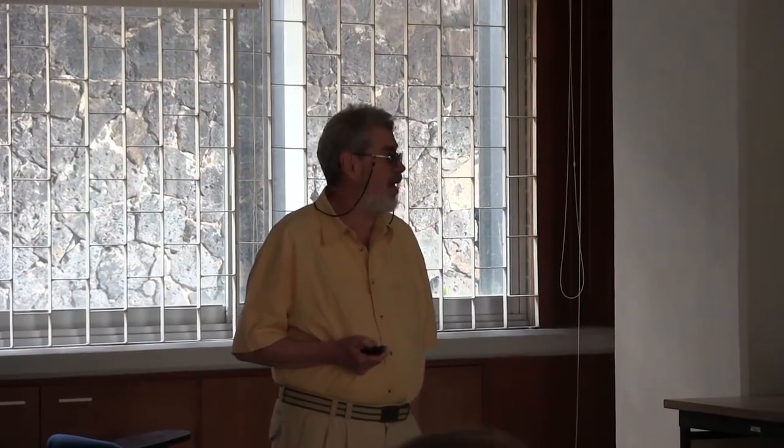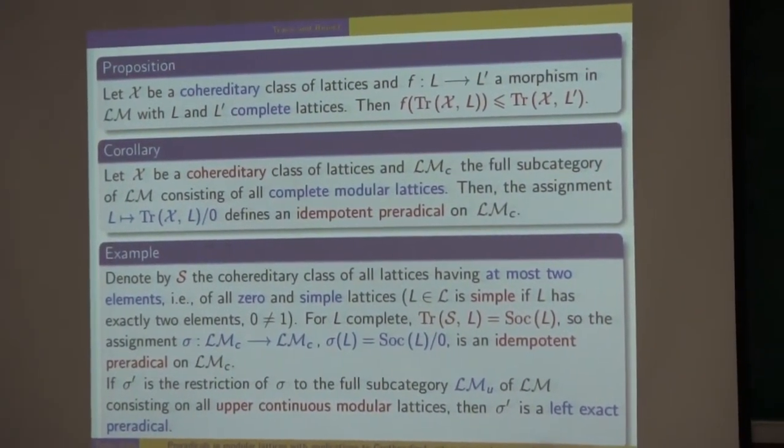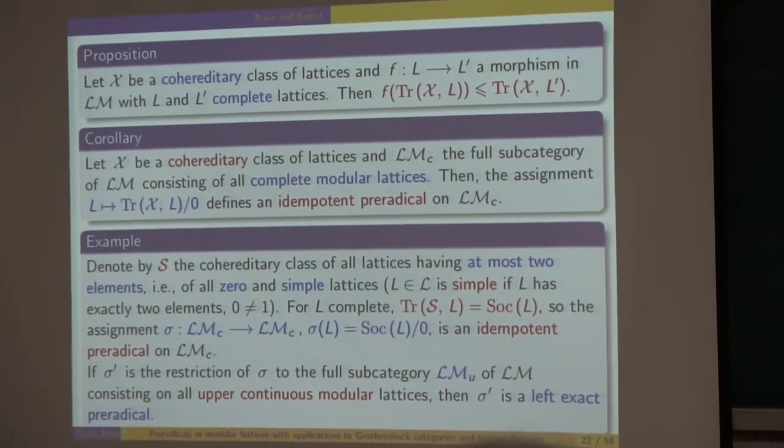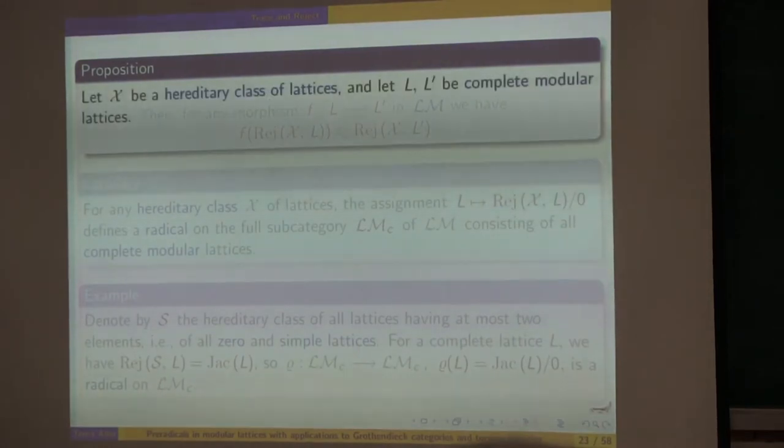If sigma prime is a restriction of sigma to the full subcategory of all upper continuous modular lattices, then this sigma prime is a left exact predicate. S is known very complicated. Now we have the following.